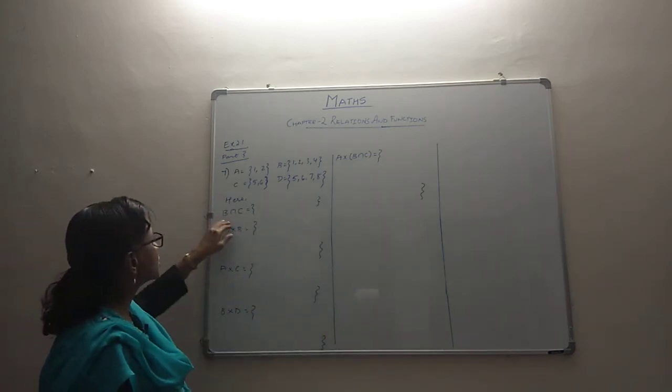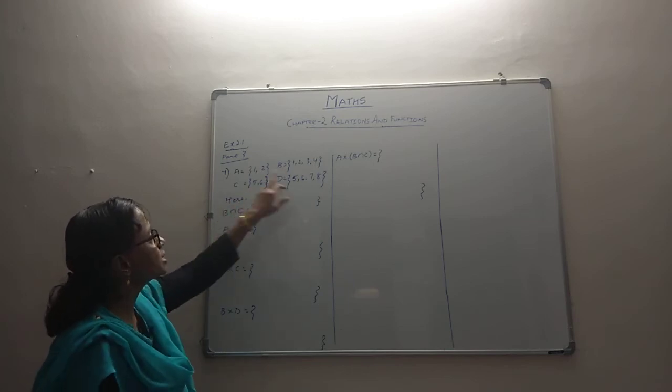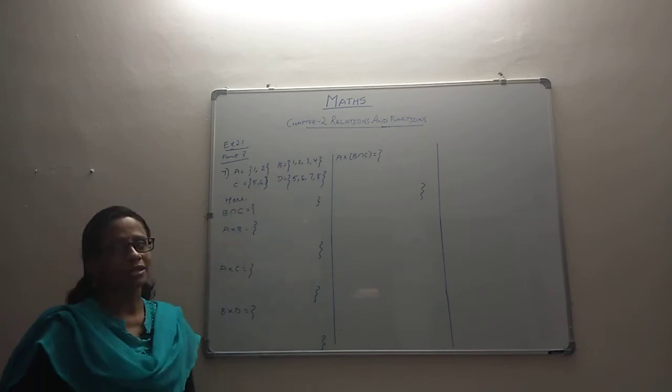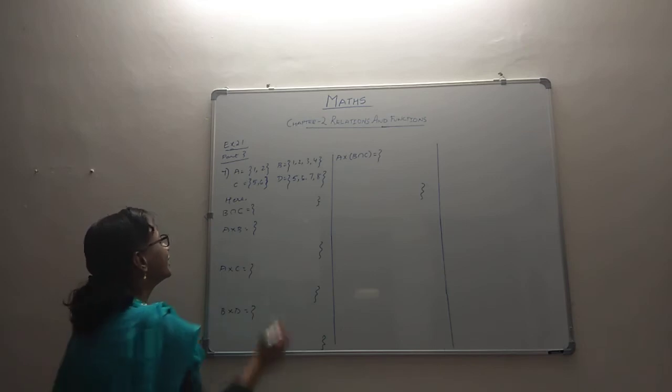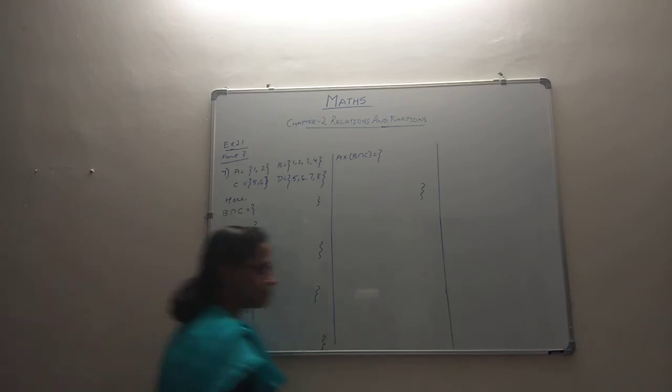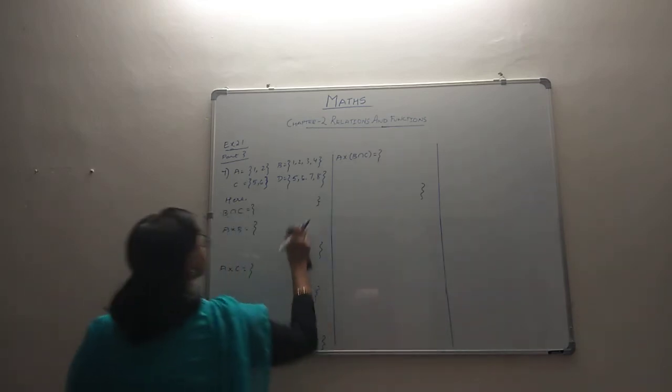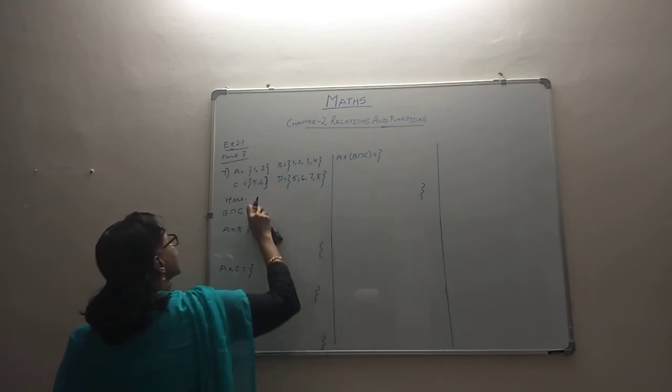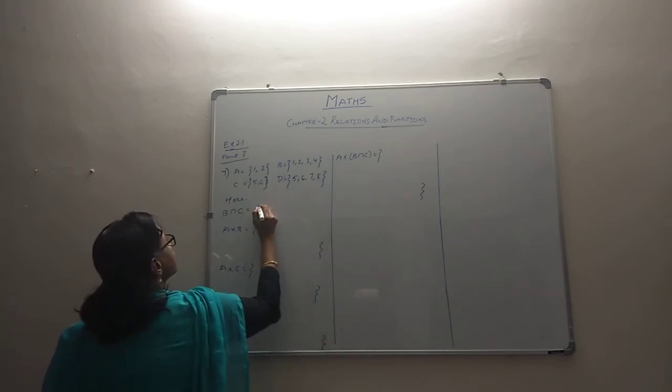B intersection C: amongst B and C, what is common? Nothing is common, so it is an empty set. We don't have to write all this. If we carefully see, there is nothing in the intersection, it's an empty set.